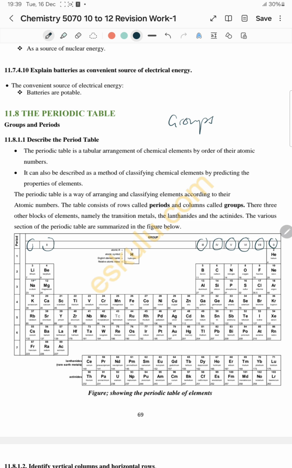So now we also said that we have what? Periods. And we said that the groups are vertical, in terms of columns, and the periods are horizontal, and they are rows.